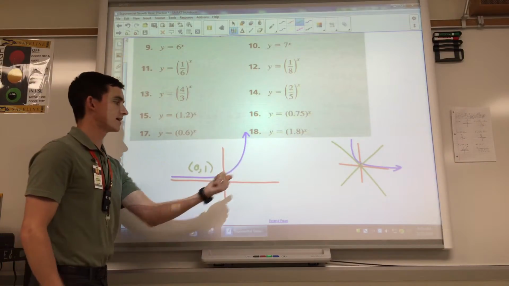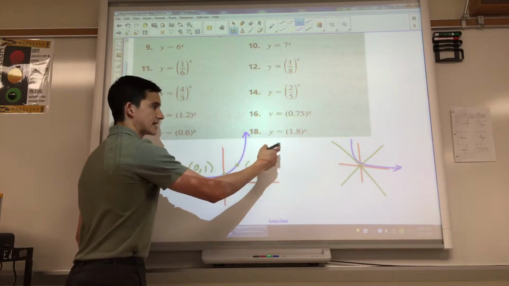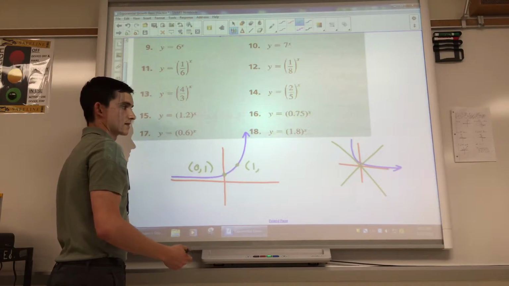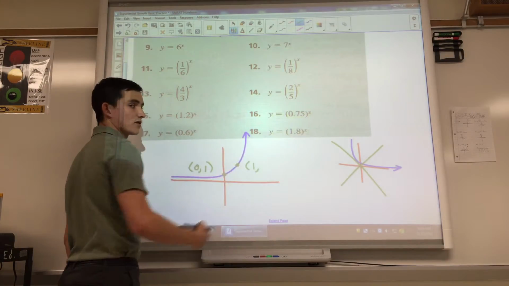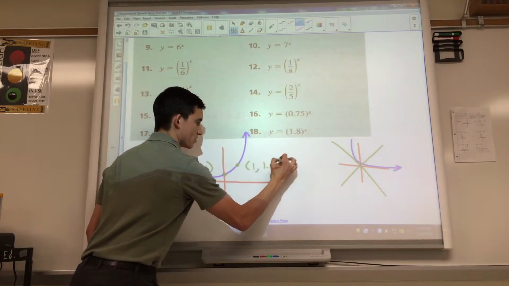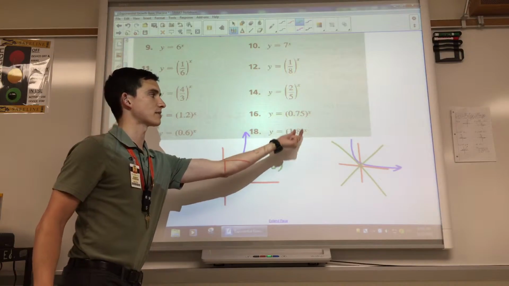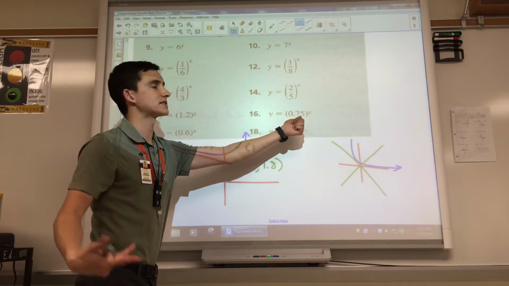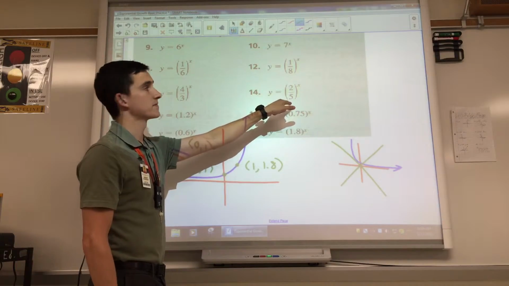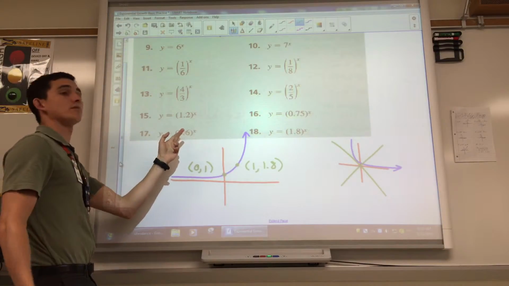And also it goes through this point, which is going to be 1 comma, and in this case, if x is 1, what is my base? If x is 1, what's 1.8 to the 1 power? First power. It's just 1.8. So if an exponential at x equals 1, it should be the same as the base. So for example, this one's going to go through 1 comma 0.75. This one's going to go through 1 comma 2/5 or 0.4. This one's going to go through 1 comma 4/3. This one's going to go through 1 comma 0.6.